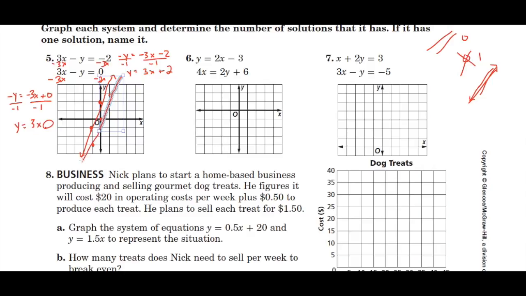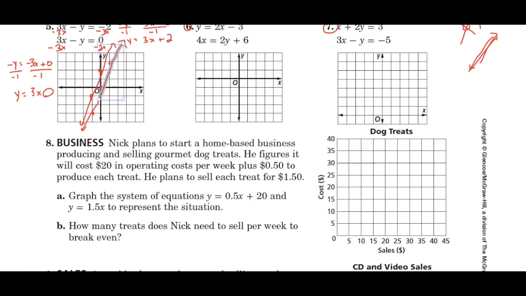There are 0 solutions. So hopefully you have a straight edge and you can draw a straighter line than I did on that one, but go ahead and try 6 and 7 on your own and let me know if you have a problem. I'll do one of these story problems.